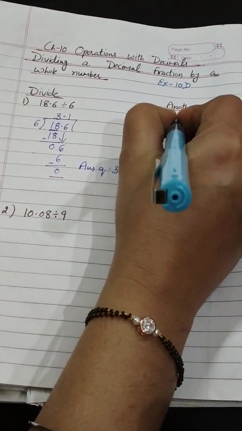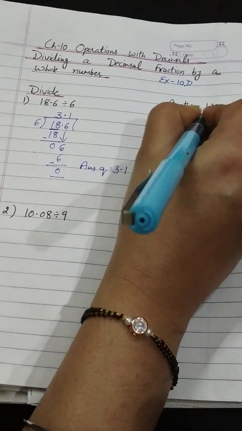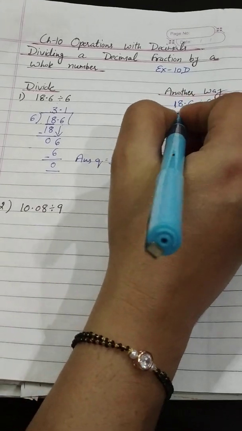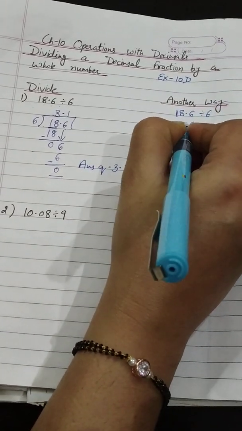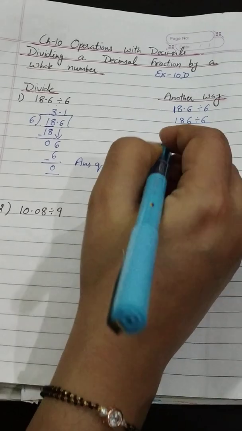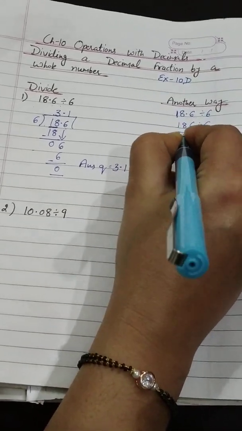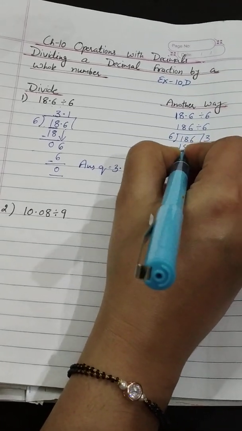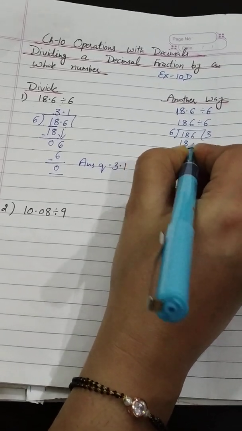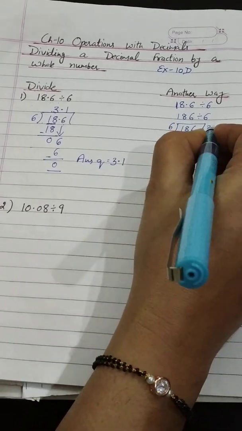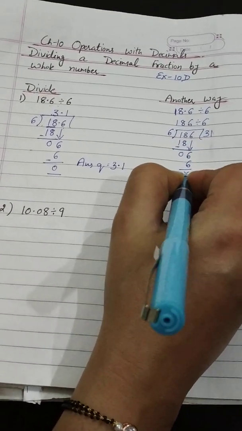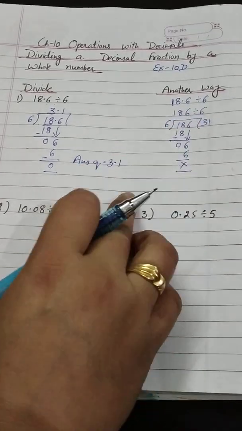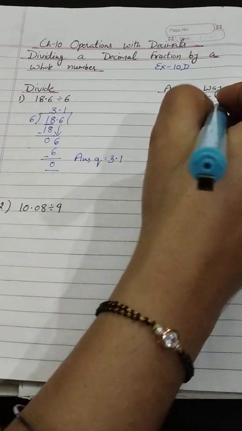I am writing the same question, 18.6 divided by 6. Firstly, we will ignore the decimal. So this will become 186 divided by 6. Now divide 186 by 6. 6 threes are 18. So 18 minus 18 is 0. We will take 6. 6 ones are 6. So after division of 186 by 6, we will get 31 as a quotient.